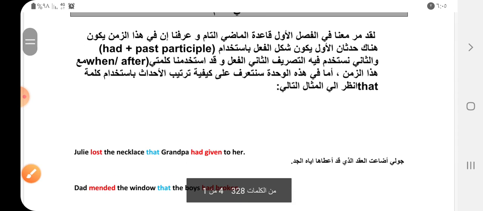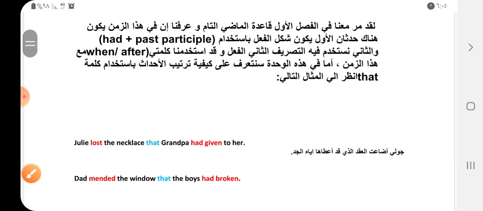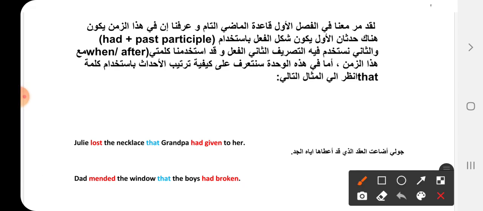Now, let's start. Okay, Julia lost the necklace that grandpa had given to her. So we have here two actions. One happened before the other, okay? And the first action that happened before, we express it using had plus verb 3. Okay? Now look at this example.